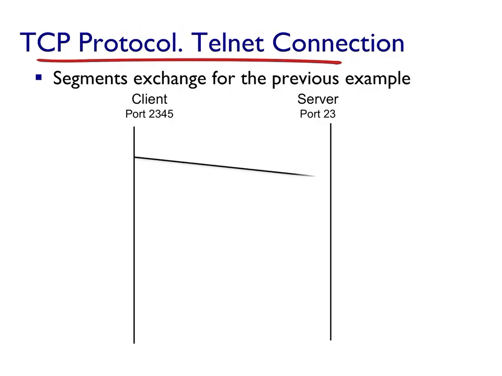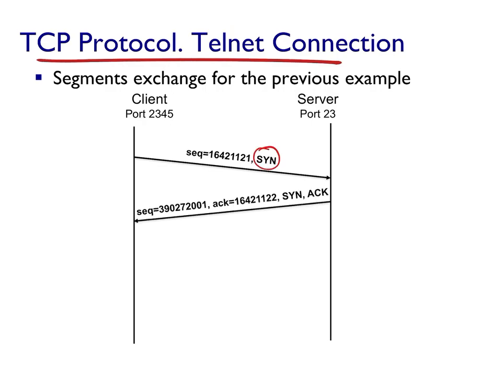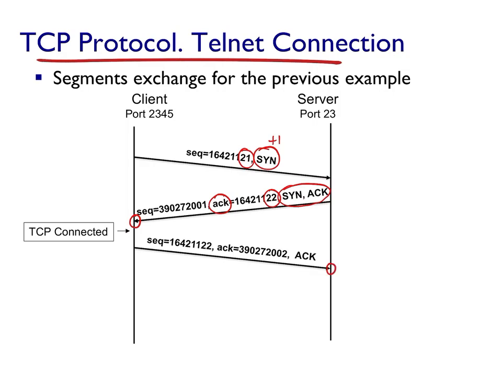On the left we have the client, on the right we have the server. We send the first SYN, then the SYN ACK with the ACK ending in 22. That means that I have received 21 plus 1. At that point, the client is connected. At that point, the server is connected. This ACK is the same. So I have received sequence number ending in 01 plus 1 because of the SYN.